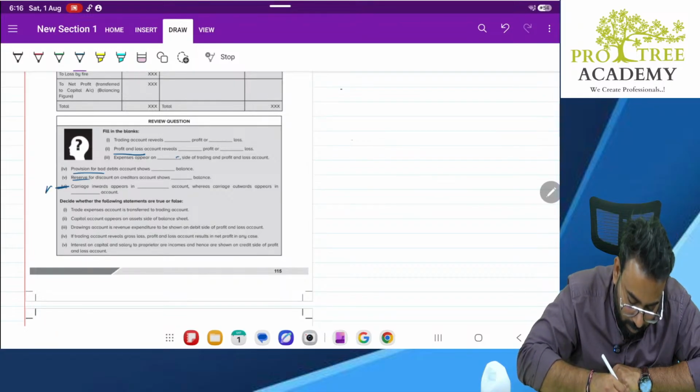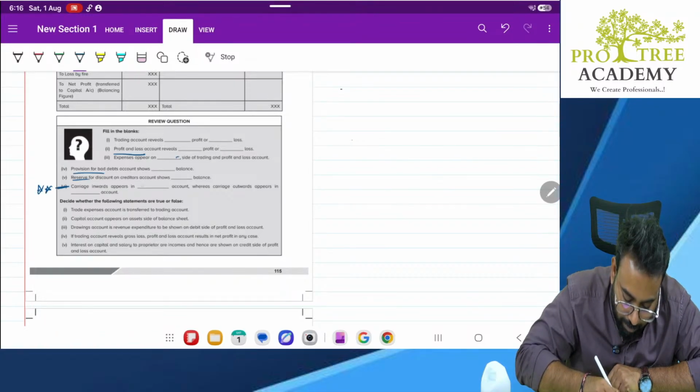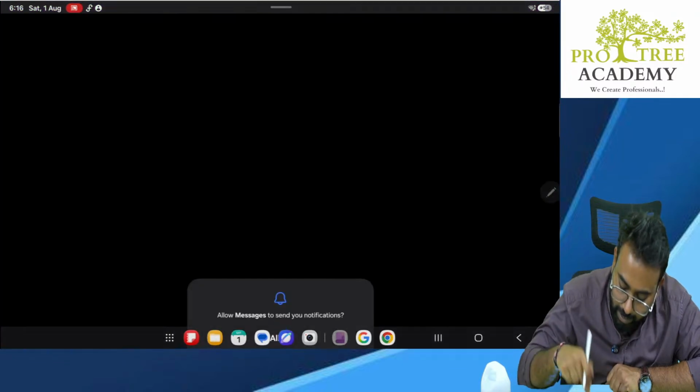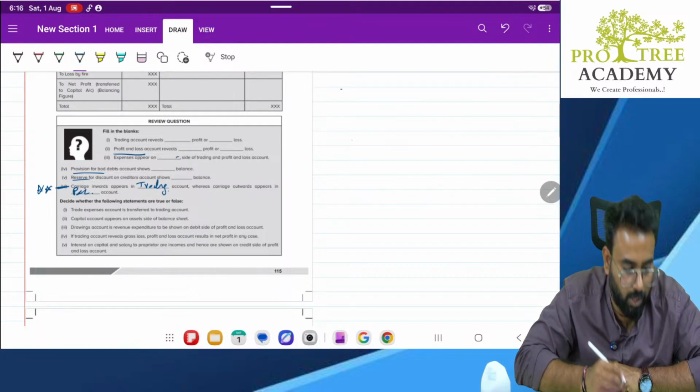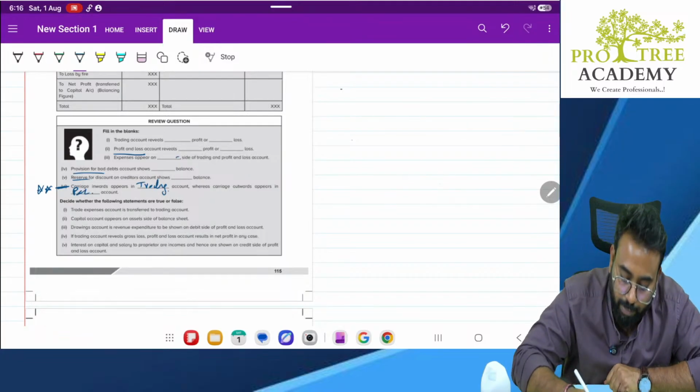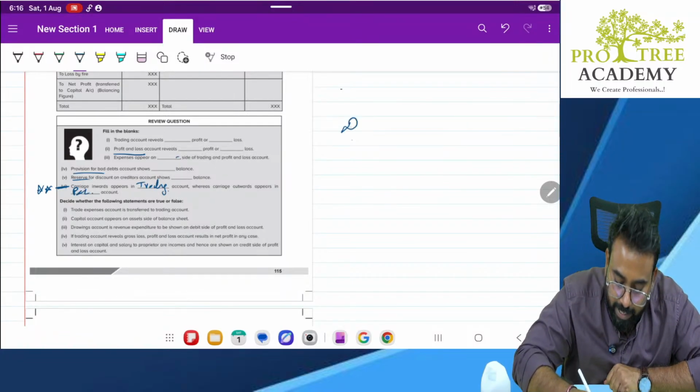This one. Carriage inward will appear in the trading account. Carriage outward will appear in the P&L account. Sir, what is the reason? The reason is simple. Carriage is nothing but direct expenses.